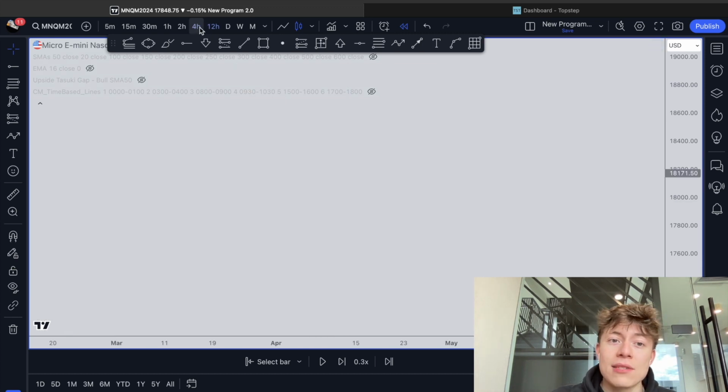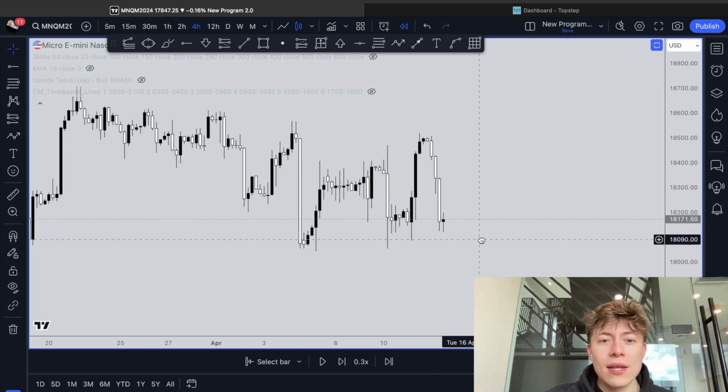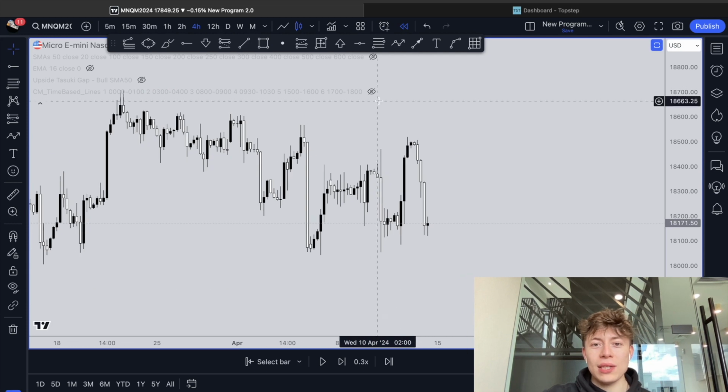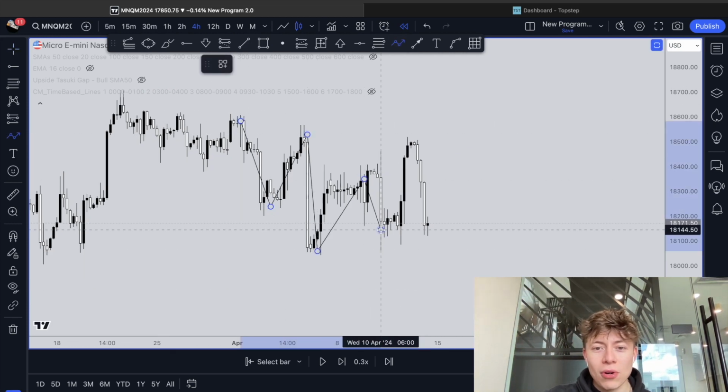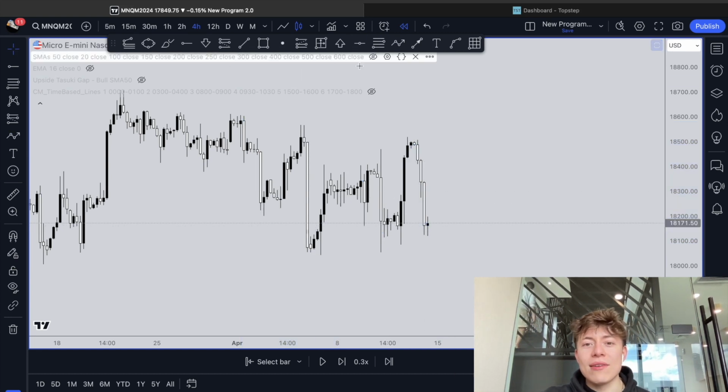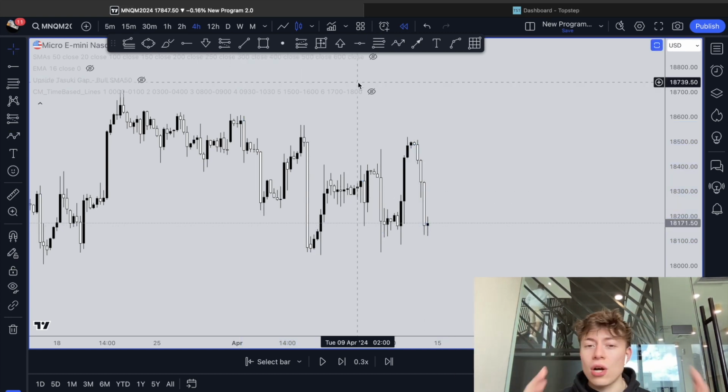But we ended up finding some great confluences on the H4, right? And you can see right here that it's actually more clear. You can actually see the market move. The market's moving clearly. When you looked at the higher time frames, it was just consolidating. It was just an ugly range.